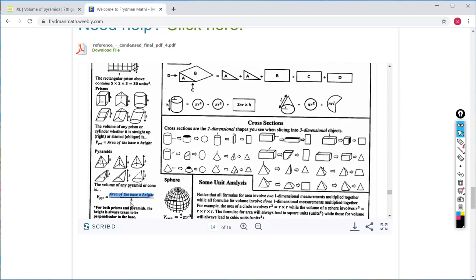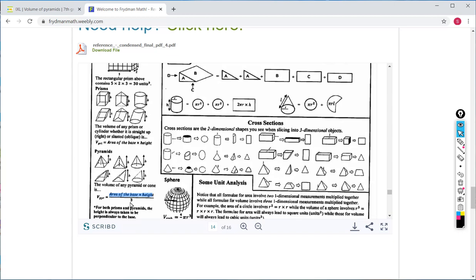That indicates that, if you want to think of it in terms of how much water it can hold, a pyramid can hold only a third as much water as a prism with the same base and height.